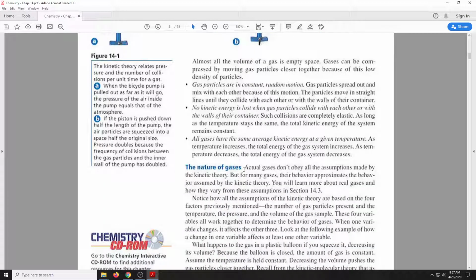It says here, actual gases don't obey all those, but there's a decent amount of them that do. For a lot of the stuff that people do, if we assume all the stuff that we just read, their math is going to check out and everything's going to be fine. Now, obviously, for super sciencey people and for super specific processes, that is not going to be the case. But for a lot of stuff, it is.